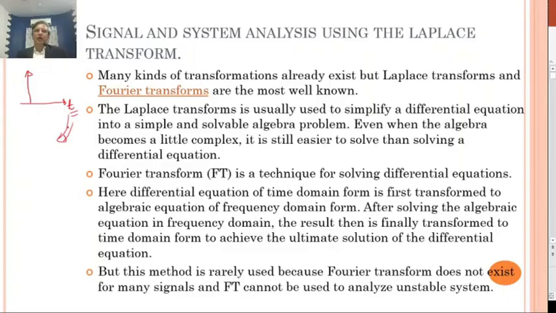And in UG programs, the most well-known transforms are the Fourier transform and the Laplace transform. In case of the Fourier transform, we are transforming the time domain into the frequency domain, while in case of the Laplace transform, the time domain into the S domain. Now both transforms are used to solve differential equations.